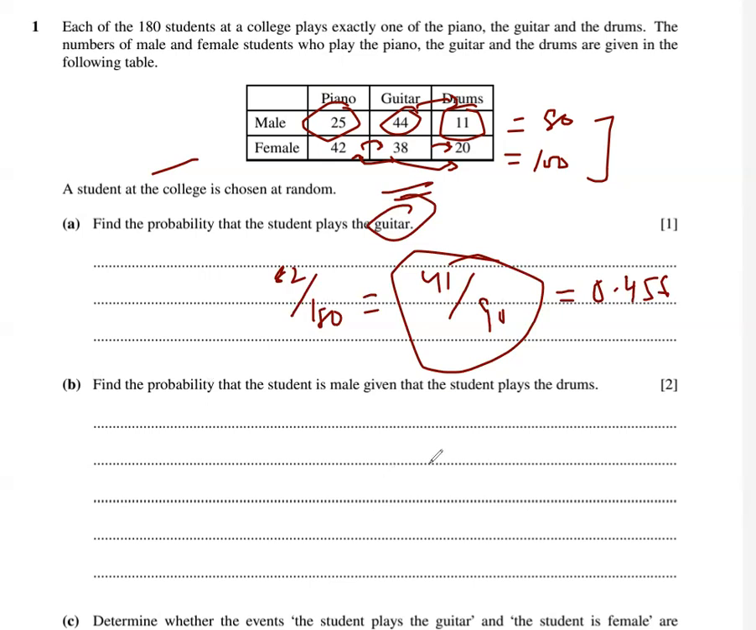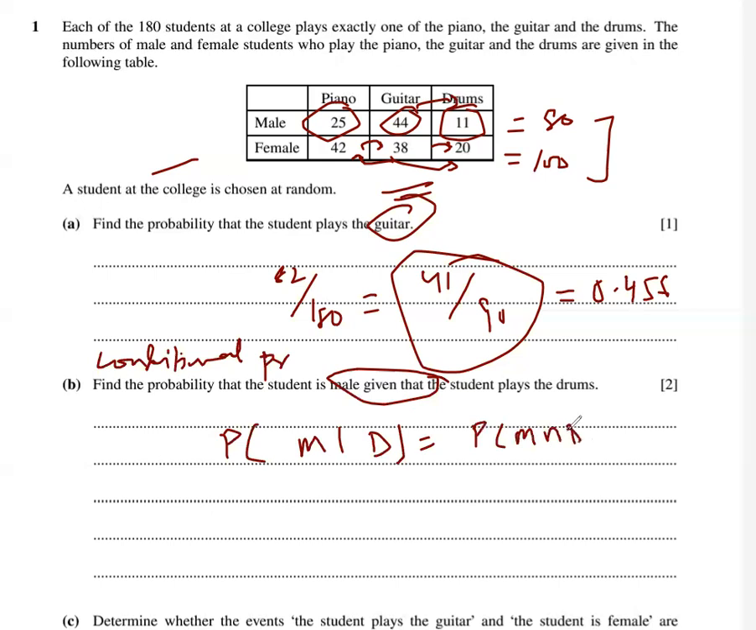Okay, next part. Find the probability that the student is male given that the student plays drums. Whenever "given that" is written, it is conditional probability. So given that the student plays drums and is a male, it is the intersection of these two divided by the total of drums.